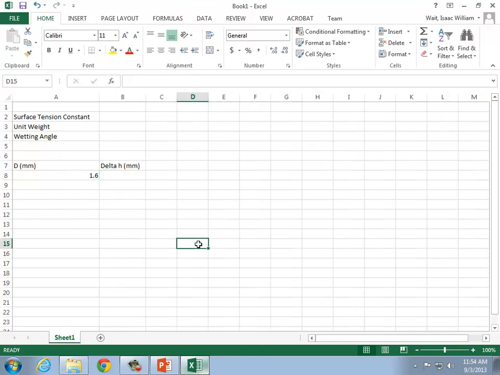And so we're going to basically just recreate this example we worked in the spreadsheet. And so we know from this formula that the unit weight of water is 9790 newtons per cubic meter. The surface tension constant was 0.073 newtons per meter. And the wetting angle here was 0.